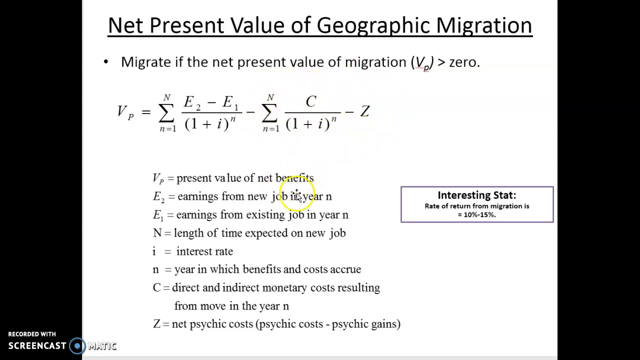C is the monetary costs. They can be direct or they can be indirect. Direct monetary costs would be what you have to pay for. They're sometimes called explicit costs. So you might have to pay a moving company to help you move. That's definitely a cost. Indirect are sometimes called implicit costs. It's where you're giving up money.